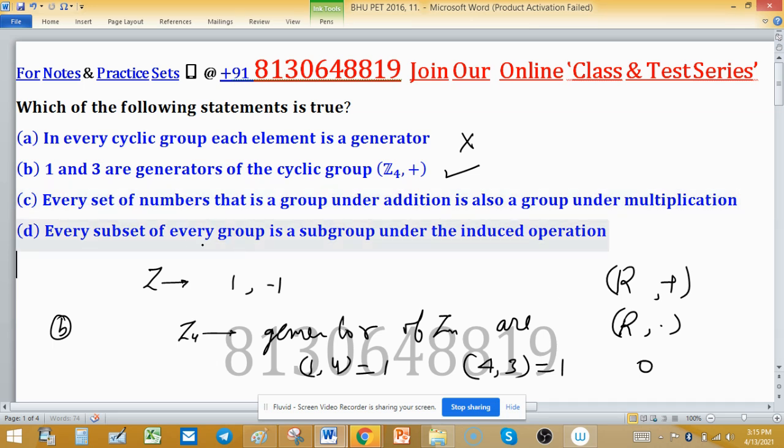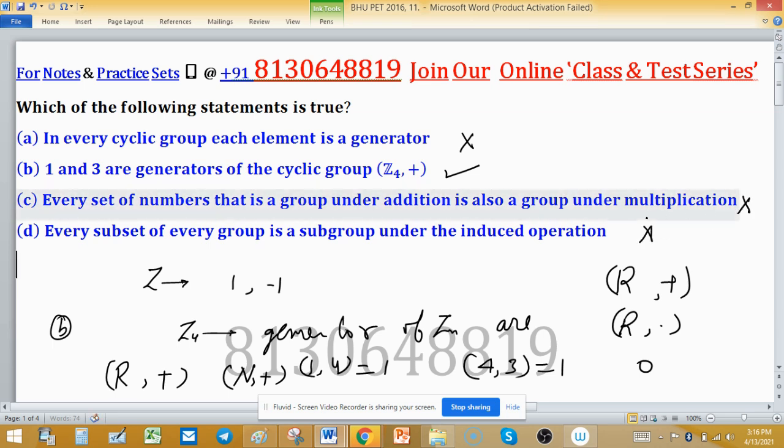Every subset of every group is a subgroup under the induced operation. Again, you can consider R plus. This is a group, but N plus is not a group because inverse elements of natural numbers don't exist in the set of natural numbers. So again, this statement is false. So the correct option is B.